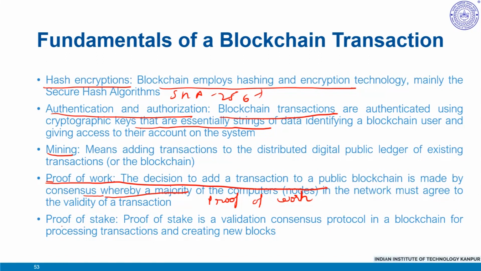Then you have the proof of stake mechanism. Proof of stake is a validation consensus protocol in a blockchain for processing transactions and creating new blocks. It entails that blockchain participants must have a stake in the blockchain, typically by owning cryptocurrency native to that blockchain. Hence, that native cryptocurrency owner gets a chance to validate transactions by offering their stakes as collateral. So some kind of currency stake is on offer. It is an alternative to proof of work, and this mechanism saves significant computing power and resources. It may not be as secure on a large scale as proof of work, but it saves on energy.